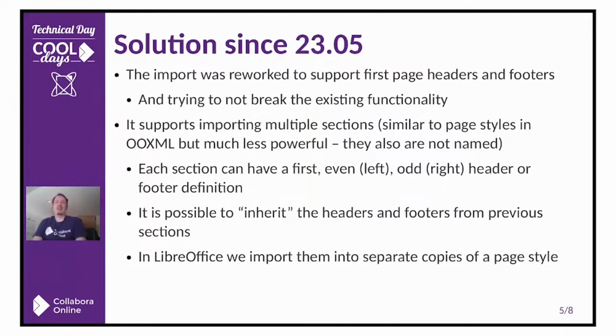Since then we reworked the import of the OOXML document so that first page headers and footers are supported, and we didn't want to break any existing functionality, so we had to be very careful with that. It also supports importing multiple sections. Sections in OOXML are like page styles, but a lot less powerful. We can just define a new section, and then define what the headers and footers are, not all the extra stuff that is inside a page style in LibreOffice. So each section can have first and even/odd headers and footers. Even/odd is just the same as left and right in LibreOffice. This is just the terminology that is used inside OOXML.